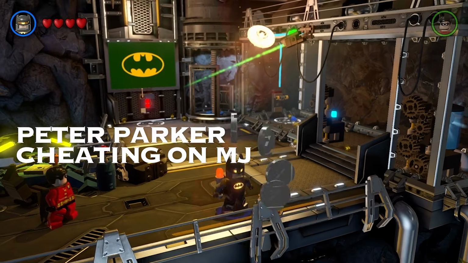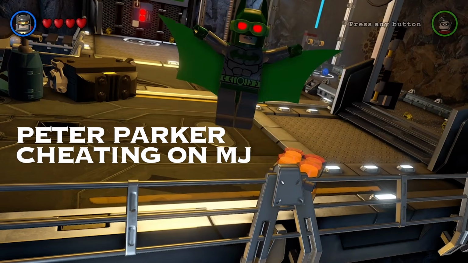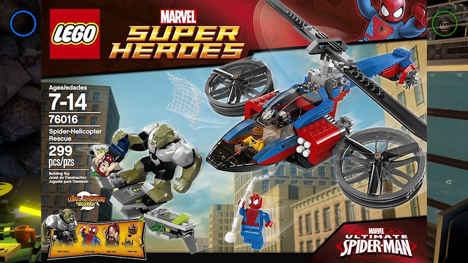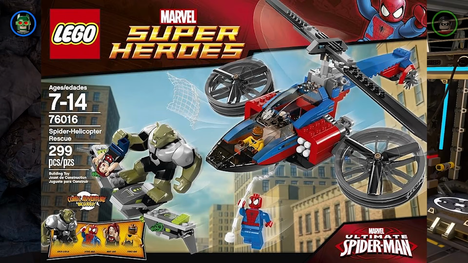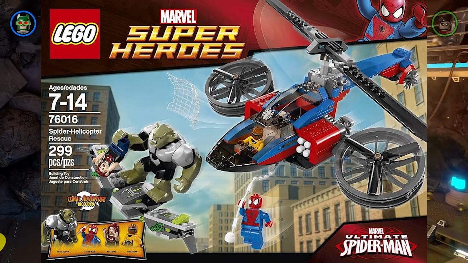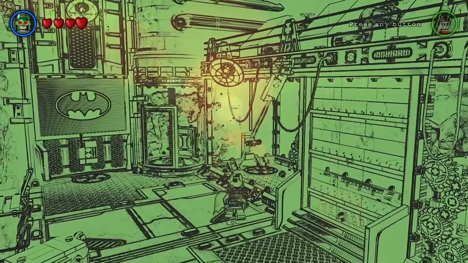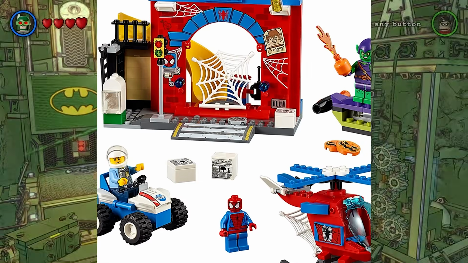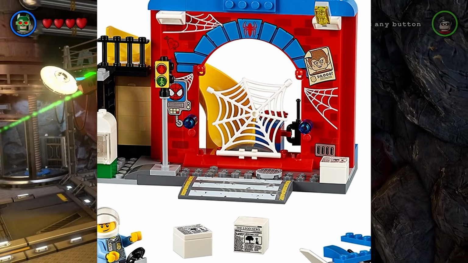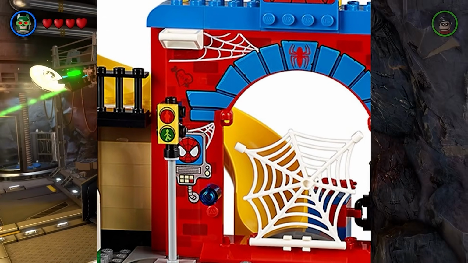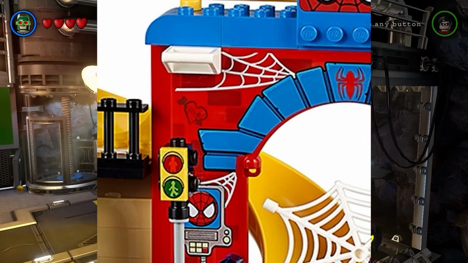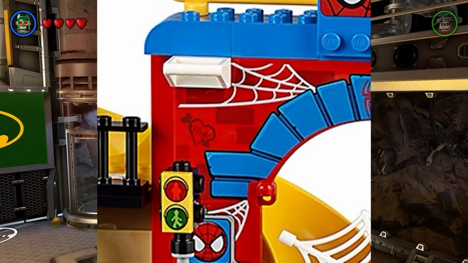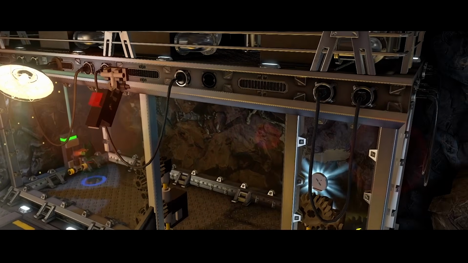Peter Parker cheating on MJ. In the Spider-Man helicopter rescue set released in 2014, Peter Parker is rescuing MJ from Green Goblin. As seen in the comic included in that set, they're dating at the time. Then in the Spider-Man hideout set released in 2015, there's this heart drawn on the wall that says PP plus MJ, standing, of course, for Peter Parker and Mary Jane.